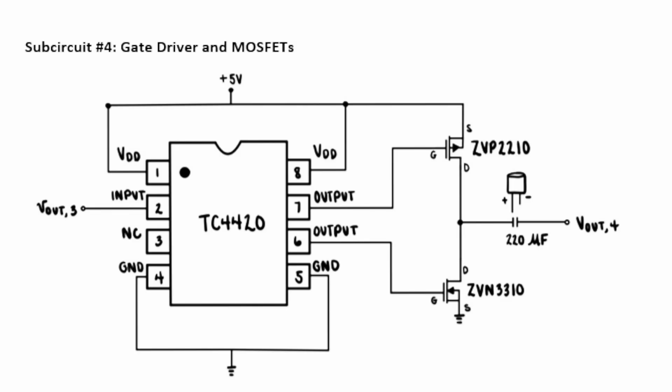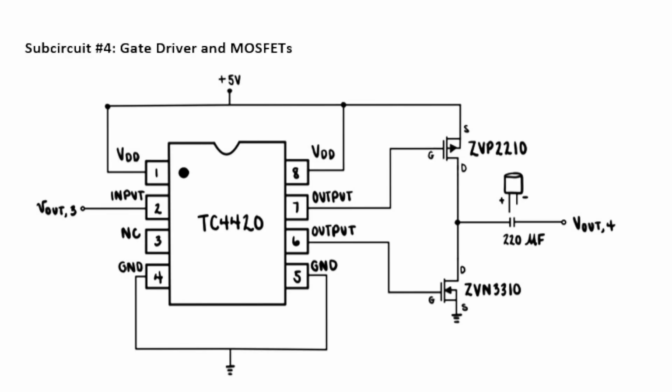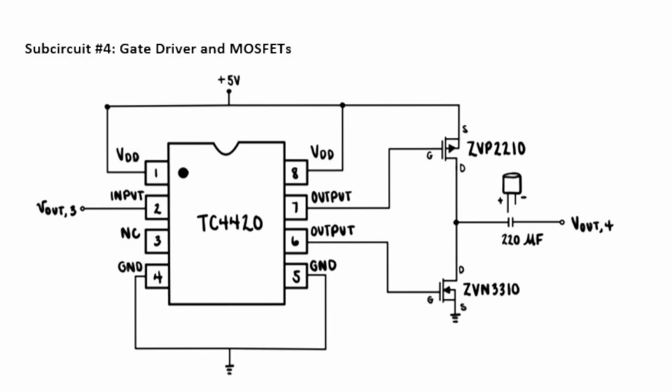Now let's take a look at those MOSFETs seen on the right of the schematic. In this subcircuit, the ZVP2210 P-channel MOSFET connects to a positive 5-volt power supply, and the ZVN3310 N-channel MOSFET connects to ground, forming a complementary push-pull output stage. The PWM signal from the comparator is fed to the TC4420 gate driver, which sends the same signal to both MOSFETs through separate output pins. The ZVP2210 and the ZVN3310 were selected for their low gate threshold voltages, fast switching speeds, and compatibility with 5-volt gate drive signals, ensuring that both devices will fully turn on and off with the voltage levels coming from the gate driver.